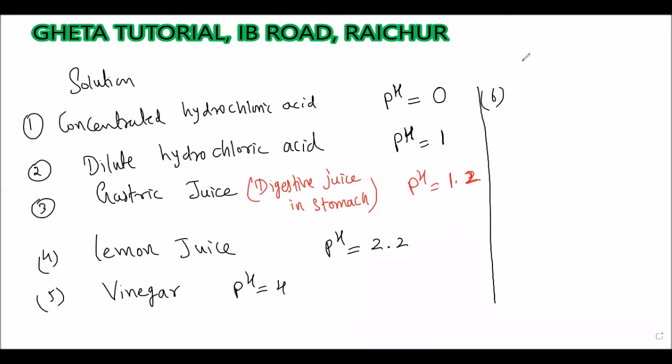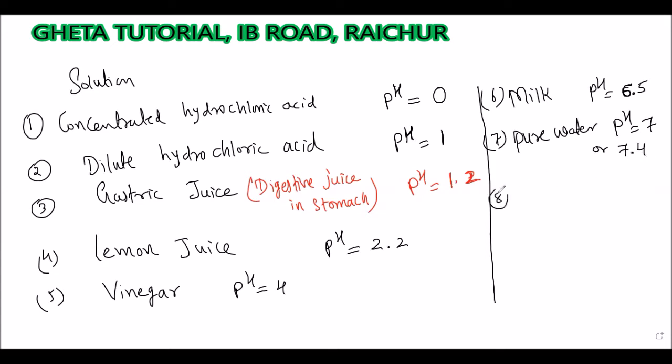Next one, what is the pH of milk? Milk is 6.5. What is the pH of pure water? The pH of pure water is 7. In some books they will give 7.4, so 7 or 7.4, both you can remember. And the pH of blood is 7.4.